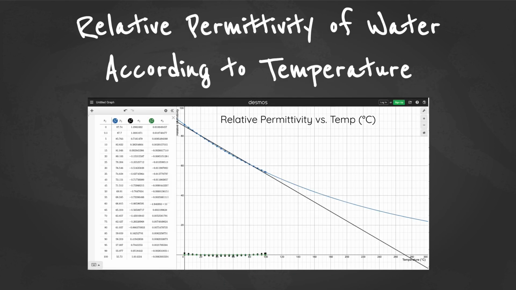As you can see in this picture, we plotted all the values in Desmos and we completed a linear analysis and an exponential analysis. Currently, both of the analyses are overlapping each other on the screen since this is relative permittivity versus temperature, and you can see the residual plots on the bottom near the x-axis, which just shows how off the values are from the exponential and linear regression lines.